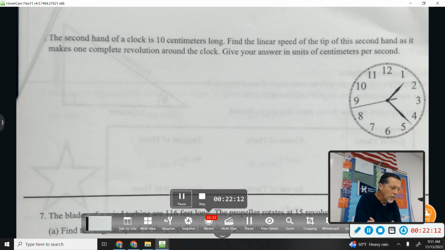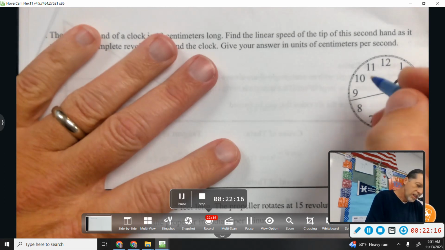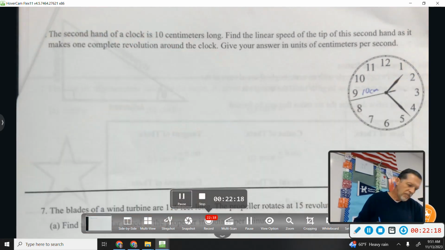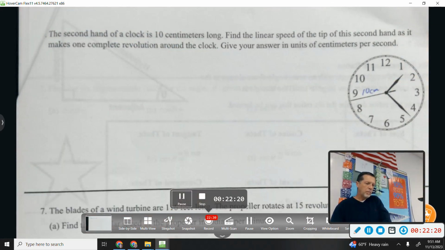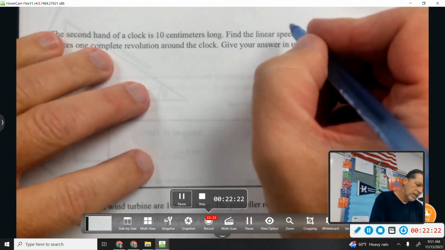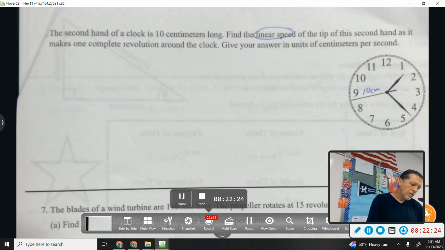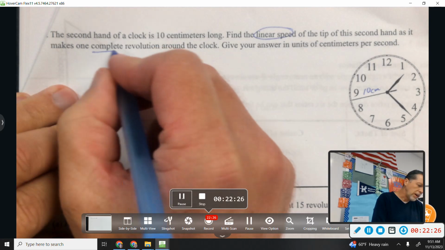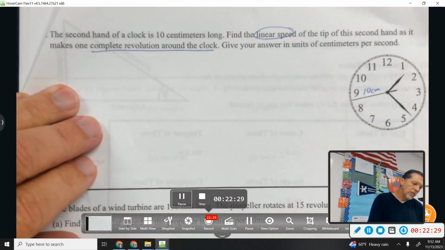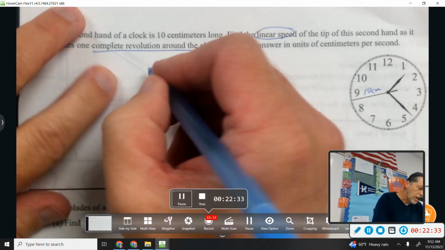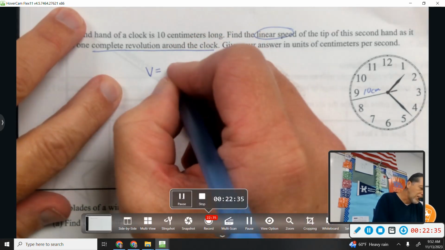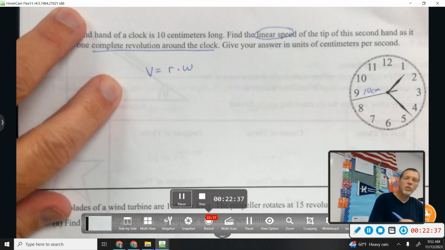Example. The second hand of a clock is 10 centimeters long. Find the linear speed of the tip of the second hand as it makes one complete revolution around the clock. Give your answer in units of centimeters per second. Okay, so velocity is R times omega. That's how I would start it.